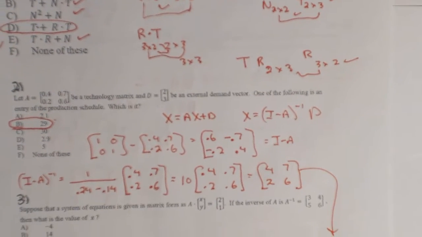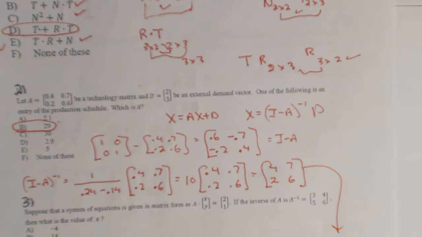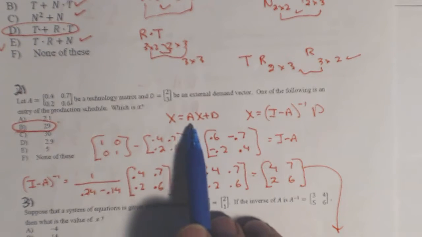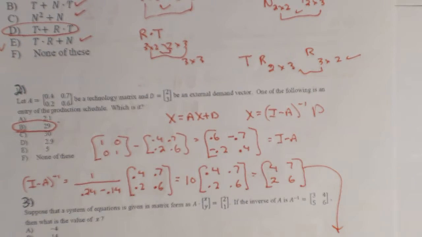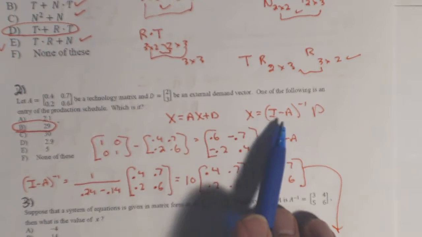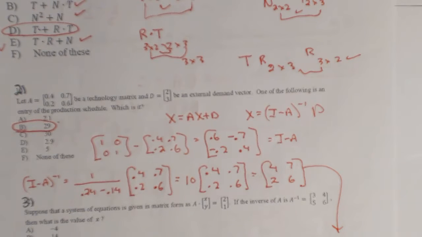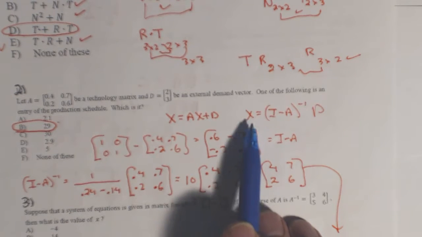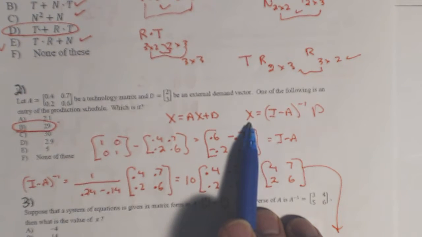On our next problem, we've got a Leontief problem. We're given a technology matrix and a demand vector, and we want to find the production schedule. So here are your two formulas for Leontief models. They're really the same formula. You take this one and solve it for x, and you get that. We're going to be using this one because we want to find x, which is the production schedule.